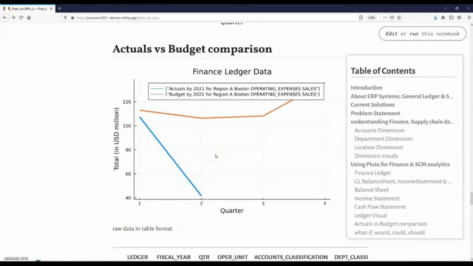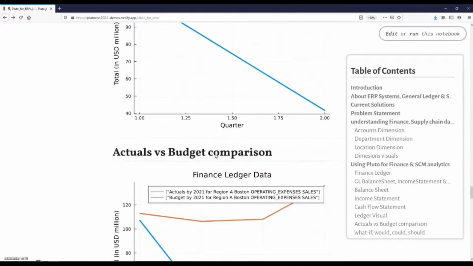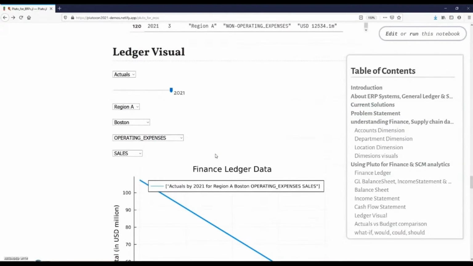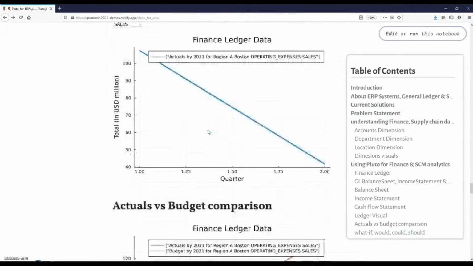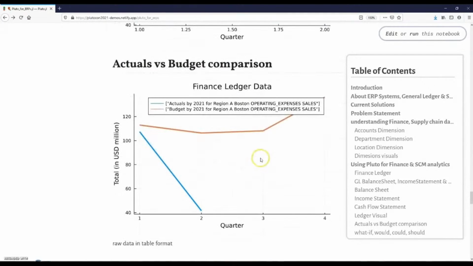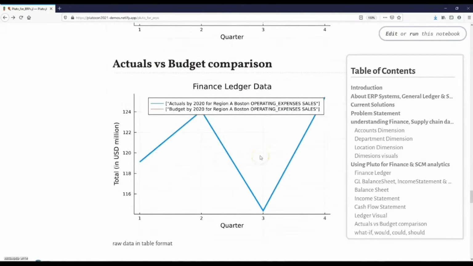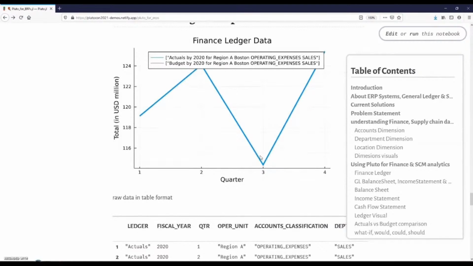But the point is this is the view that finance and supply chain people want to see in a tool. What Pluto does is give you simple prompts and simple filters, and plots that information live. It definitely helps leaders and the people managing finance and supply chain operations to manage their data and see the analytics live, in a reactive way. It helps them a lot.